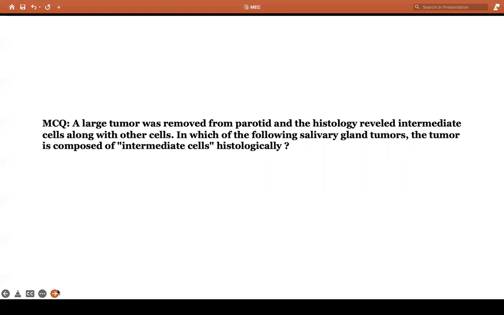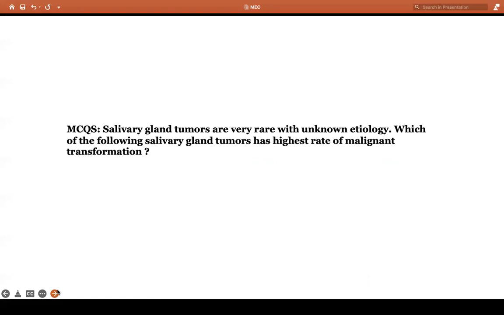A large tumor was removed from the parotid and histology revealed intermediate cells. Which tumor contains intermediate cells? Adenoid cystic carcinoma, no. Mucoepidermoid carcinoma, yes. Pleomorphic adenoma, no. Warthin tumor, no. Another MCQ: salivary gland tumors are very rare with unknown etiology. Which of the following salivary glands has the highest rate of malignant transformation? Parotid, submandibular, sublingual, tongue, palate.